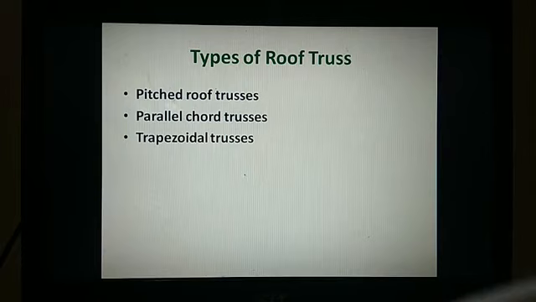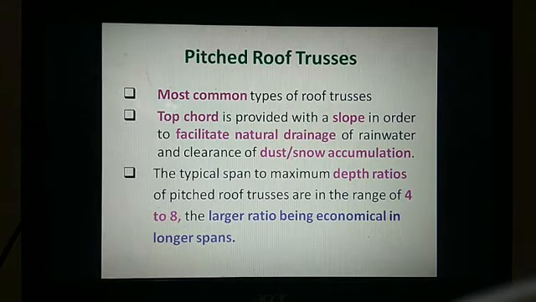So here they are mentioned as three. One is the pitched roof trusses, the other one is the parallel chord trusses, and the other one is the trapezoidal trusses. So let me show you one by one what we mean by pitched roof truss, parallel chord truss, and trapezoidal truss. Pitched roof trusses are the most common types of roof trusses designed for industrial buildings.